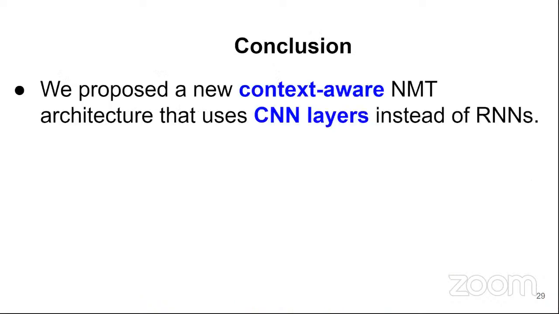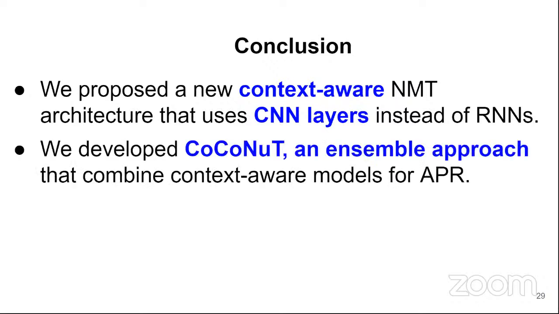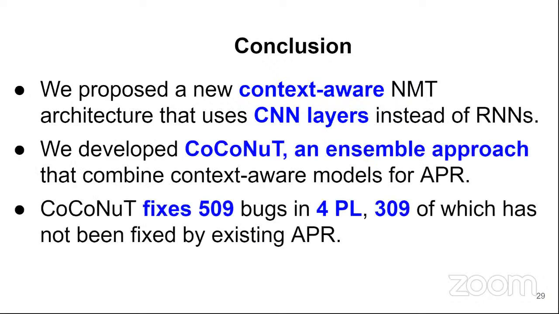In this talk, I'm presenting Coconut, a new automatic program repair technique that uses an ensemble to combine new CNN context-aware neural machine translation architecture. Coconut can fix 509 bugs in 4 different programming languages, including 309 that had not been fixed before. Thank you very much for your time.